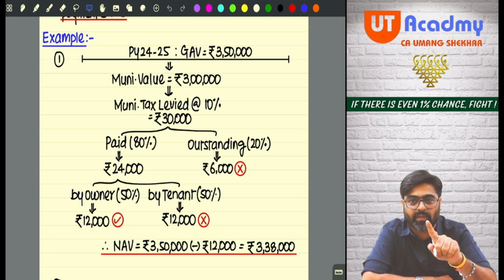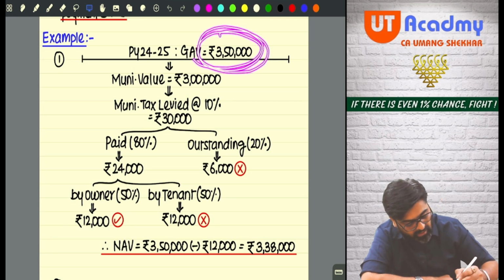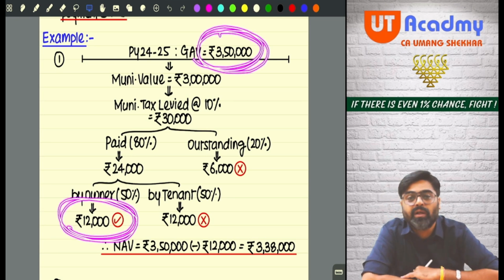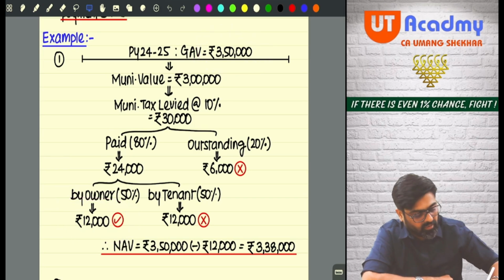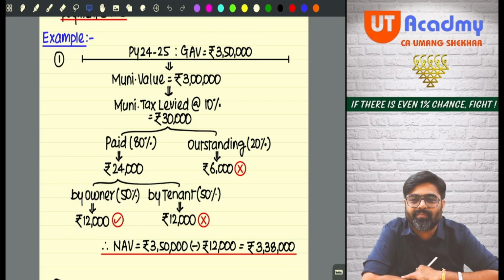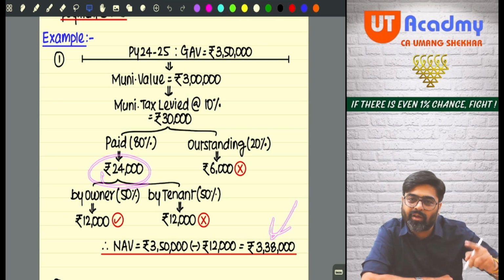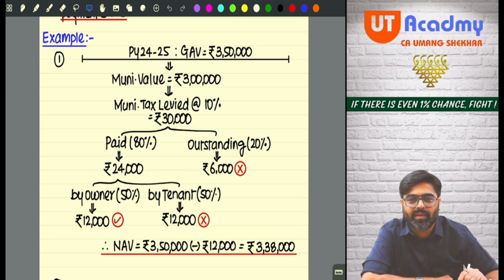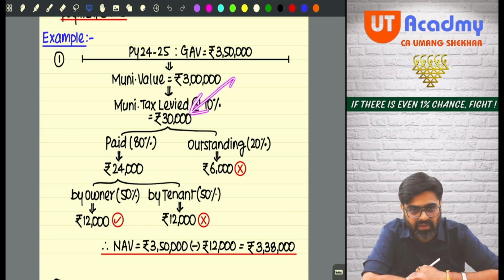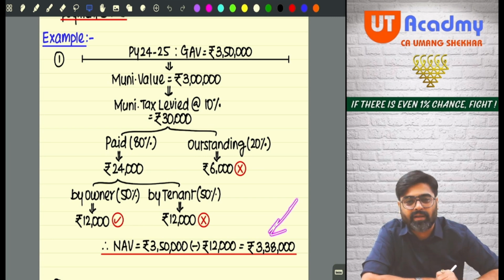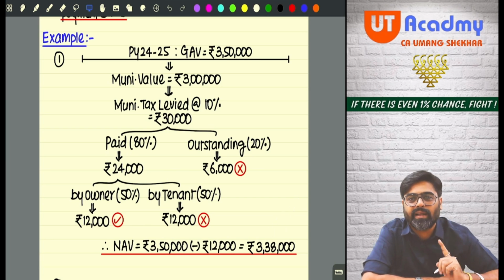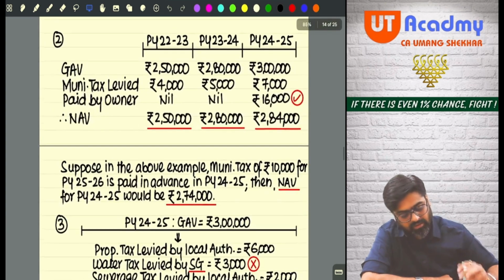Only 12,000. So out of your GAV of 3,50,000, you will take the deduction of 12,000. Ultimately, your NAV will be 3,38,000. And by mistake, if you take the deduction for this 24, this NAV will be different and your answer will be wrong. By mistake, if you take the deduction for this 30, this NAV will be different and your answer will be wrong. Getting my point, everyone? Sure?